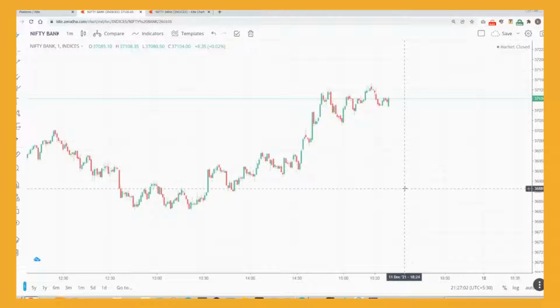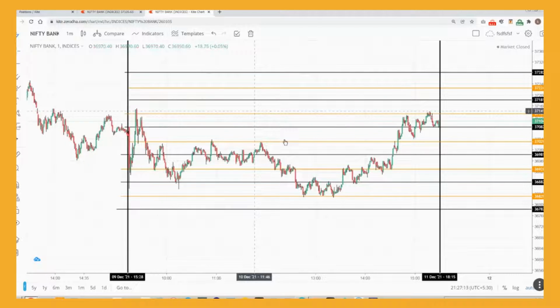Viewers, welcome to our new video on Bank Nifty option trading. So today I have done scalping in options. So let's look into the chart using which I have taken the trades.